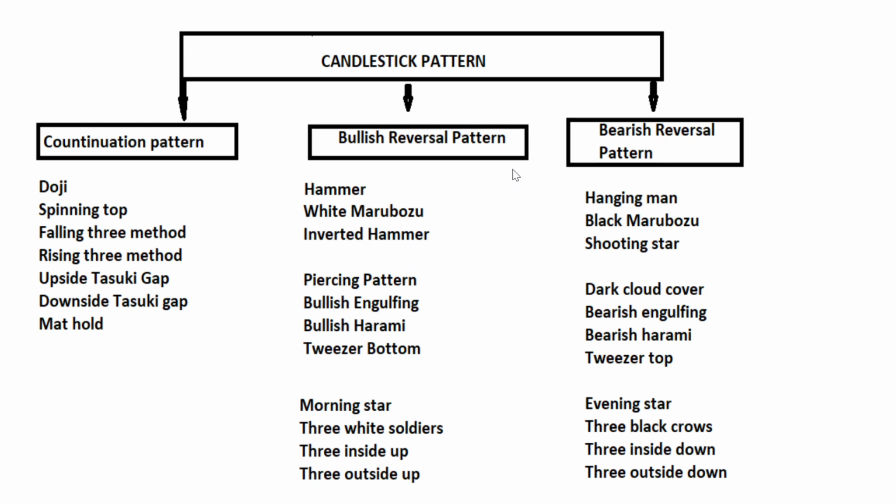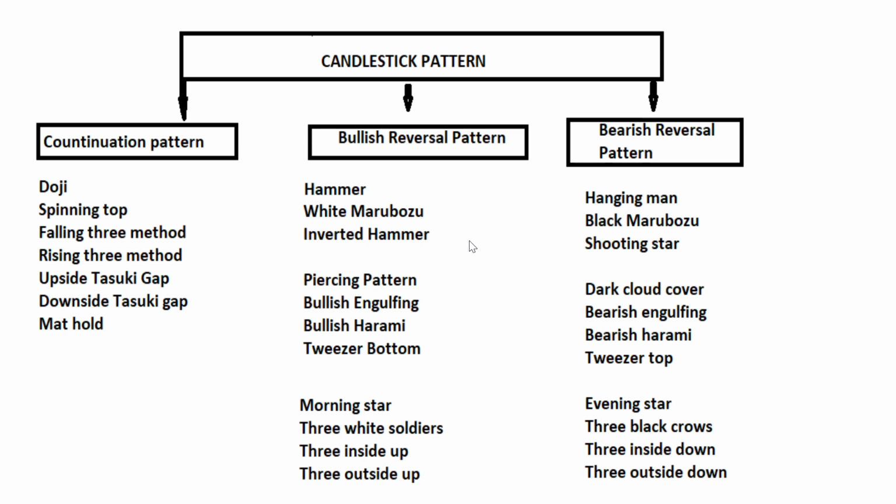This bullish reversal pattern consists of these types of candles. This is made up of a single candle. This pattern is made by using two candles, and this pattern is made by using three candles. This is hammer, white Marubozu and inverted hammer. Next, piercing pattern, bullish engulfing, bullish harami, tweezer bottom. These are made by using two candles. Morning star, three white soldiers, three inside up, three outside up. These are made by using three candles. So let's see all these three in detail.